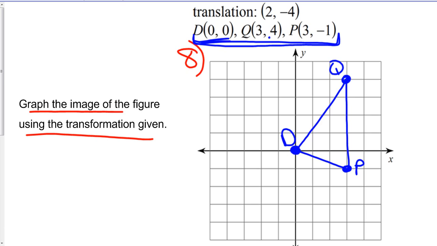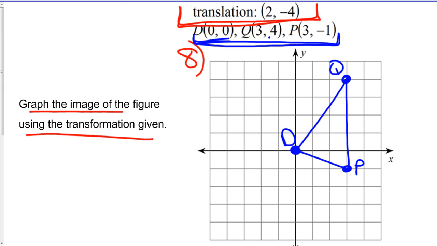Then what I need to look at is this problem is simply telling me that I'm going to translate 2, negative 4, which means that every point that I already have, I'm going to move 2 to the right, because it's a positive 2 and my first number represents my x, and negative 4, so down 4. So 2 to the right and down 4, and it's really straightforward. All you got to do is a little bit of simple counting.